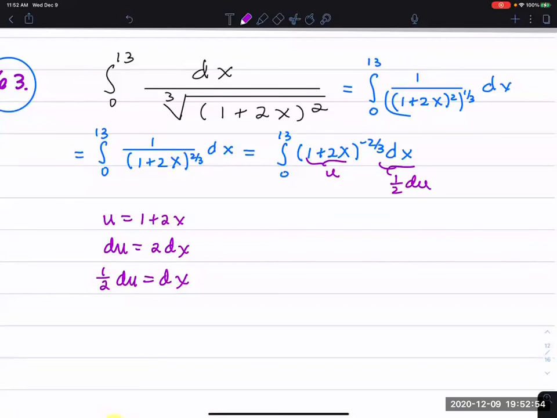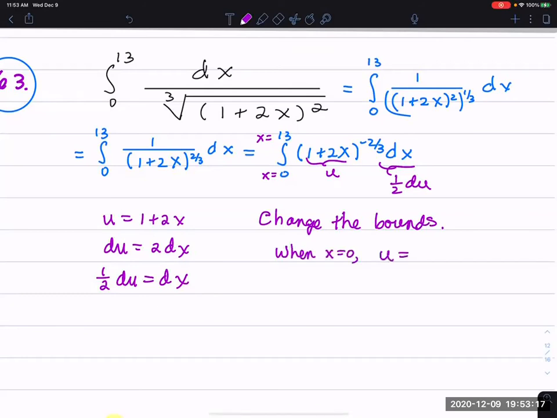And now, x equals 0 and x equals 13 are values for x. I'm going to change the bounds to make bounds that use u. All right. So when x equals 0, u equals 1 plus 2 times x, but x is 0. So it's going to be 1 plus 2 times 0, which is 1. When x equals 13, u equals 1 plus 2 times 13. 2 times 13 is 26 plus 1 makes 27.